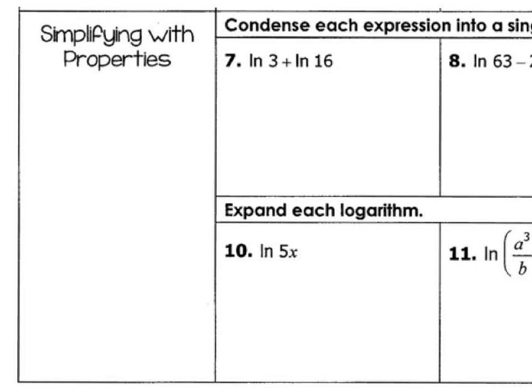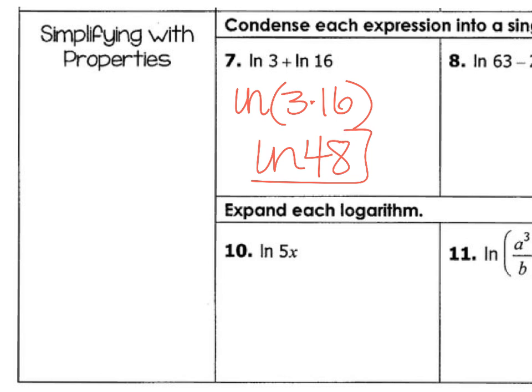Now, all of the same properties of logarithms that we learned with common logs apply to natural logarithms. It's the same ideas. We can still use the product property, quotient property, and power property with natural logs as well. If we have natural log of 3 plus natural log of 16, it's the same thing as the natural log of 3 times 16. So 3 times 16 gives us 48. We condense it to be the natural log of 48.